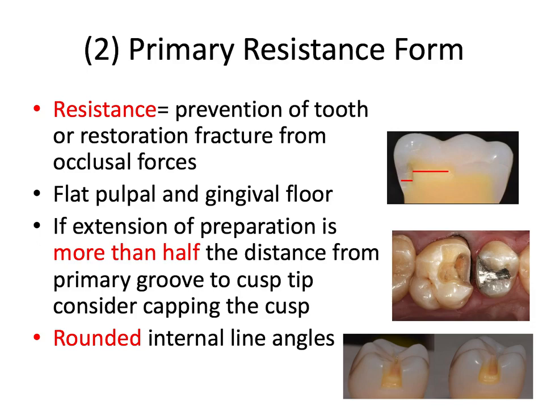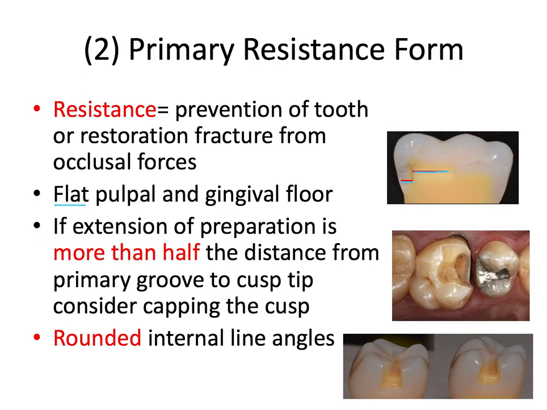All right, so our second step is getting primary resistance form. Resistance form is defined as the shape and placement of the preparation walls to enable both the remaining tooth structure and the eventual restoration to withstand masticatory forces and the associated fracture. So this involves a couple things. The floors, here we have our gingival floor and our pulpal floor of this Class 2 restoration. The floors should be horizontal in order to best withstand occlusal forces, so flat floors.